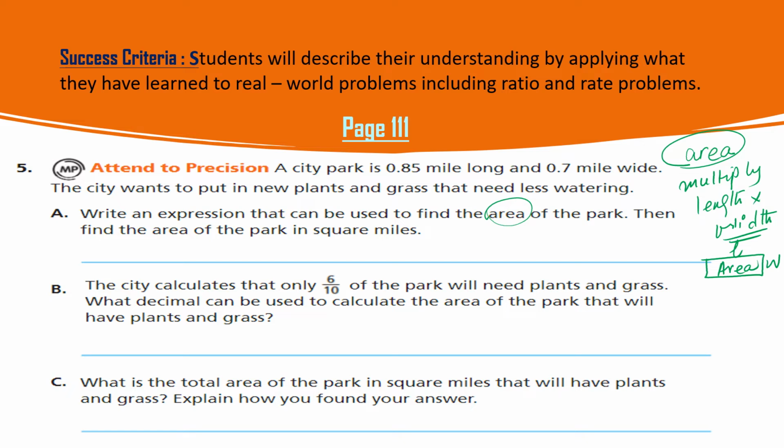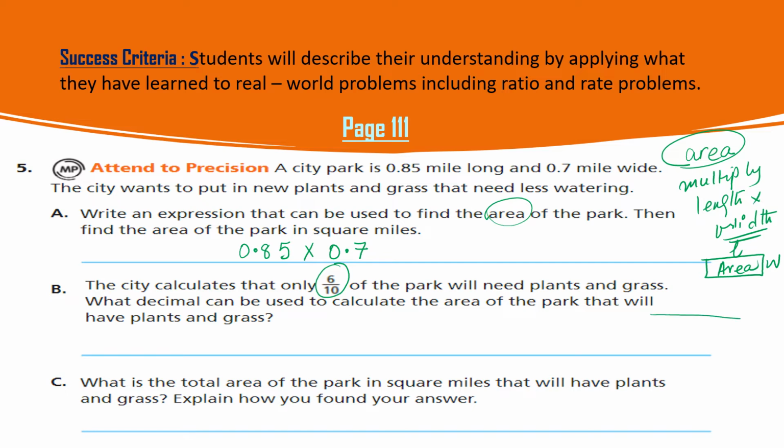So what you will do, the park is 0.85 miles long and 0.7 miles wide. So you just multiply these two terms. Now the city calculates that only 6/10 of the park will need the plants and grass.